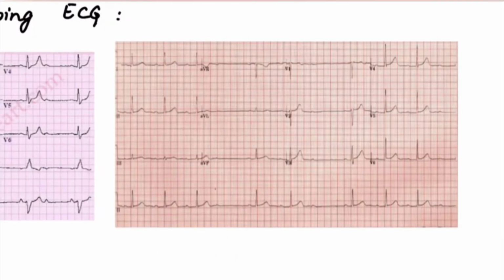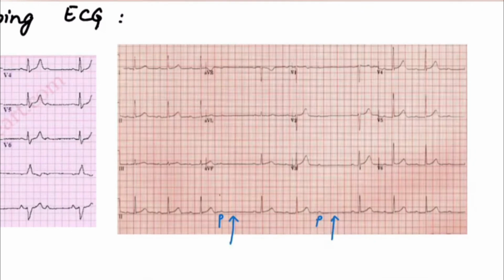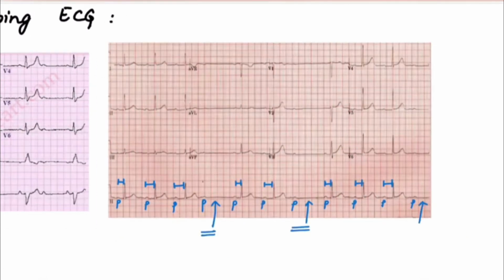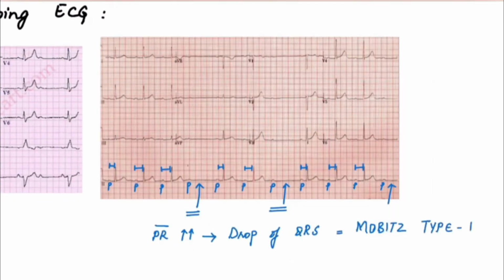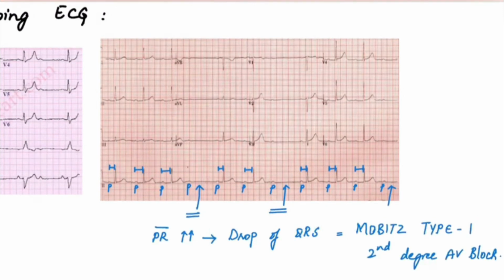Now we'll look at the next ECG. Here there is a P wave which is not followed by a QRS complex. Again there is a P wave which is not followed by a QRS complex. Now go back and look at the PR interval. The PR interval is progressively increasing before there is a drop in QRS complex. So a progressively increasing PR interval followed by a drop of QRS complex indicates Mobitz type 1 second degree AV nodal block. And suppose in the same ECG the PR interval remains constant followed by a drop in QRS complex, then it is Mobitz type 2 second degree AV nodal block.